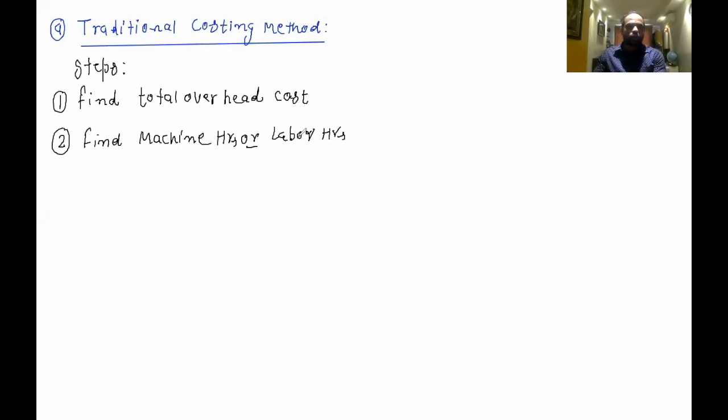But sometimes in your question, both machine hour and labor hour are given. If both are given, then you have to use whichever is higher. Whichever number is higher between machine hour and labor hour, you will select it to complete step two. So let's say machine hour is 100 hours and labor hour is 120 hours. We will choose labor hour in step two, and following this we will move on to step three.